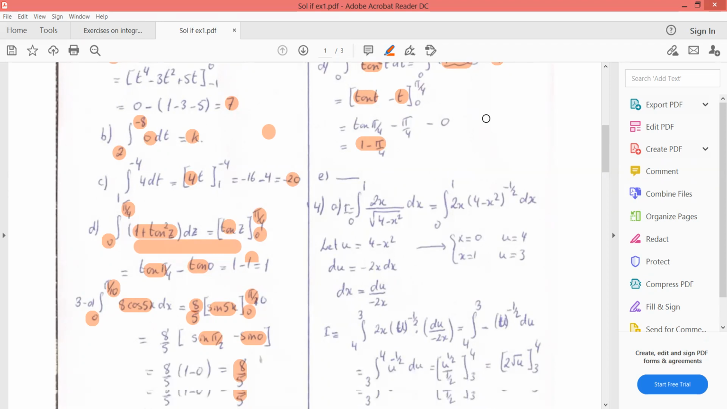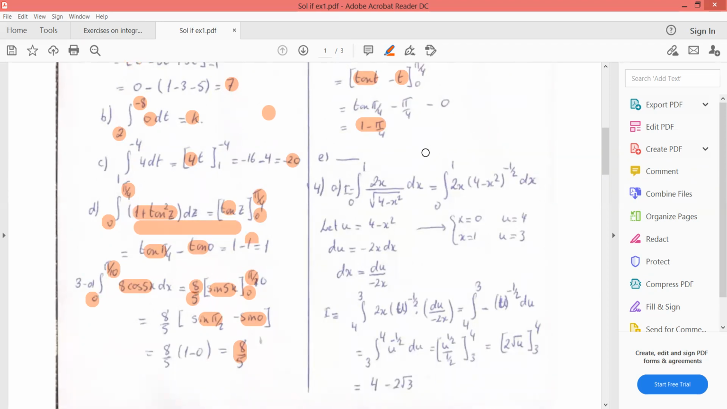Now here we are going to use the method of substitution, or change of variable. The integral of 2x over radical 4 minus x squared dx. We bring this up, it becomes 4 minus x squared to the power minus half. I take the base of the power as u. u equals 4 minus x squared, du equals minus 2x dx, and dx is du over minus 2x.